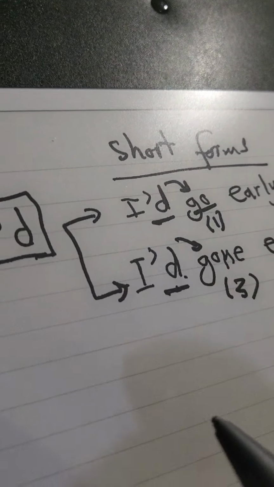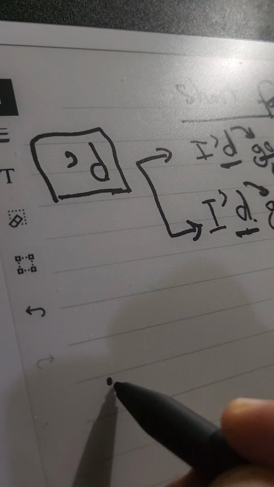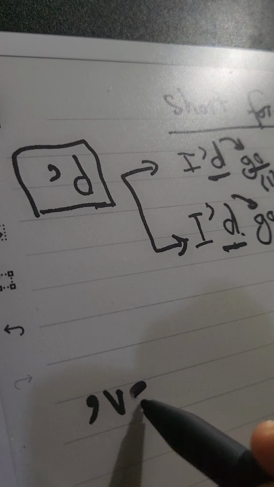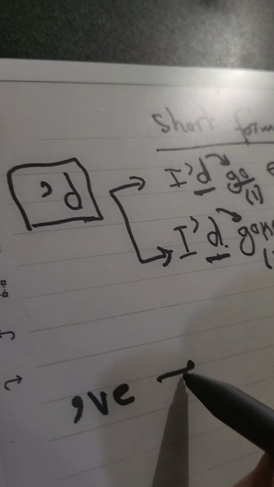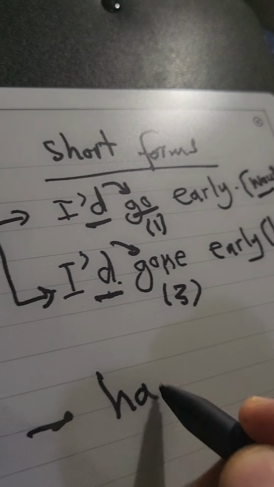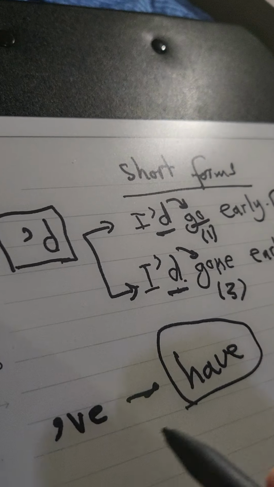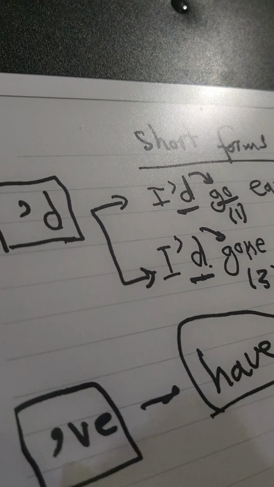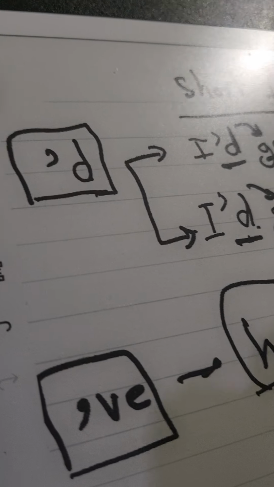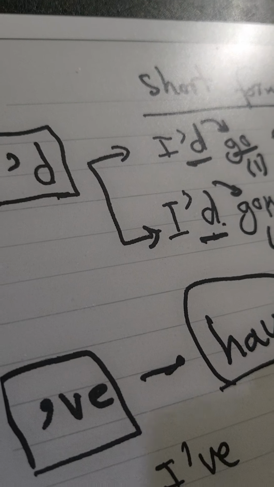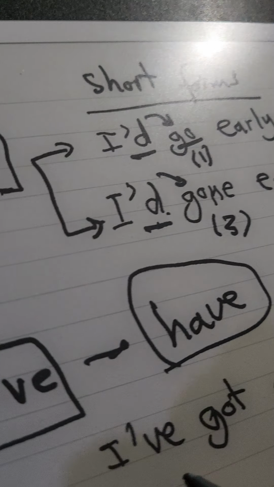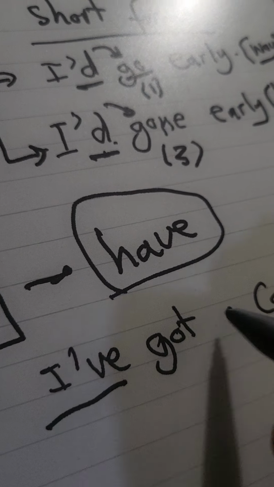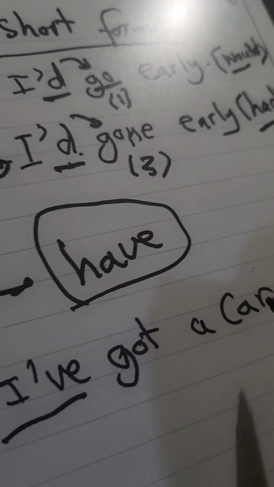Apostrophe D. That's good. What is apostrophe VE? Have you heard or watched apostrophe VE? Yes. It's only just to have. So apostrophe VE means have. So if you say I've got a car, it means I have got a car.